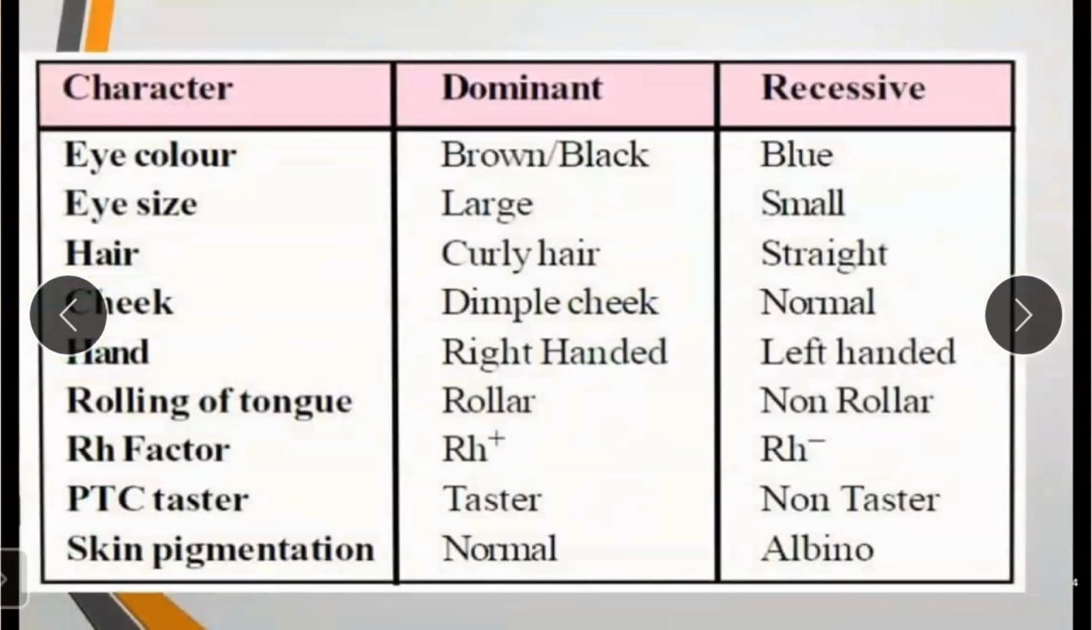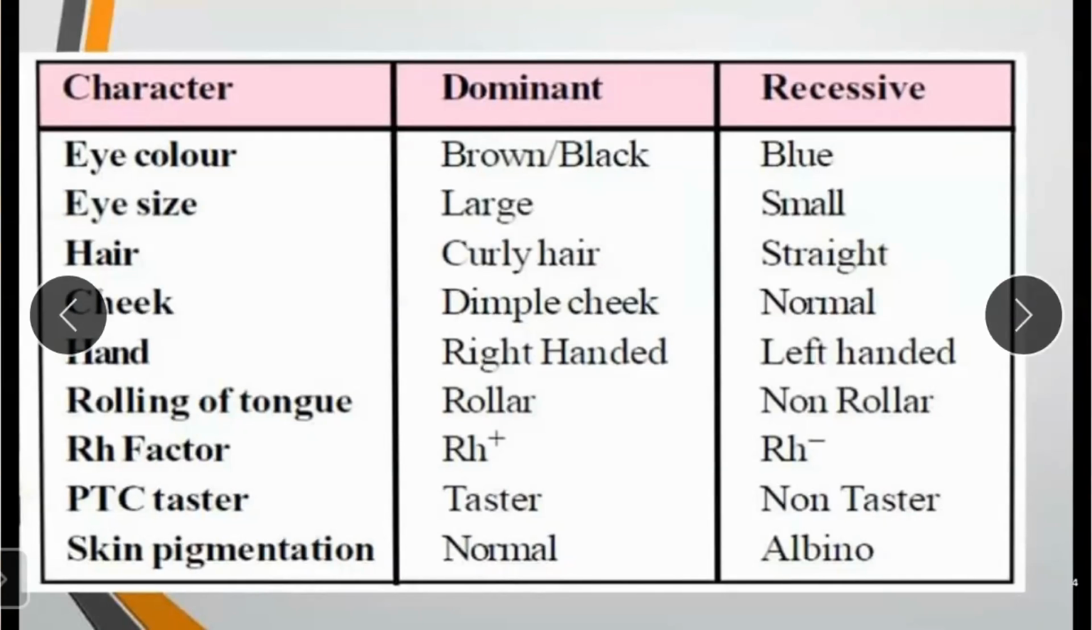Now, for more examples related to human beings, the characters which I am saying are related to human beings. In the case of dominant, what are the eye colors? It will be brown or black. But in the recessive, it will be blue. See, in our surroundings, most human beings have brown or black eyes. But most rarely we can see blue or green colored eyes. Yes or no? Eye size, mostly we see large, and small is seen in recessive, most rarely.